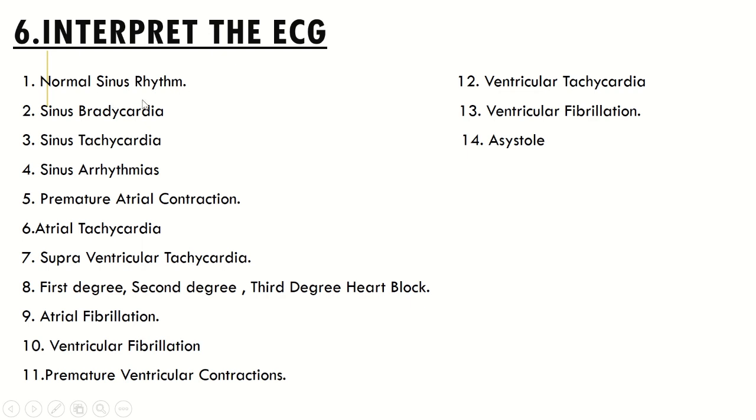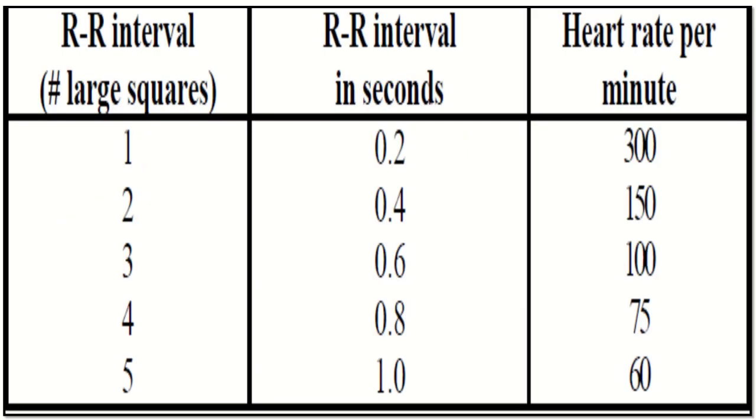It can be normal sinus rhythm, sinus bradycardia, sinus tachycardia, sinus arrhythmia, premature atrial contraction, atrial tachycardia, supraventricular tachycardia, first degree, second degree, third degree heart block, atrial fibrillation, premature ventricular contraction, ventricular tachycardia, ventricular fibrillation, and asystole. So many are there, and I've mentioned only this much. By this you can easily identify and interpret what is wrong with the heart and which disease condition is affecting it. This is just for your information.